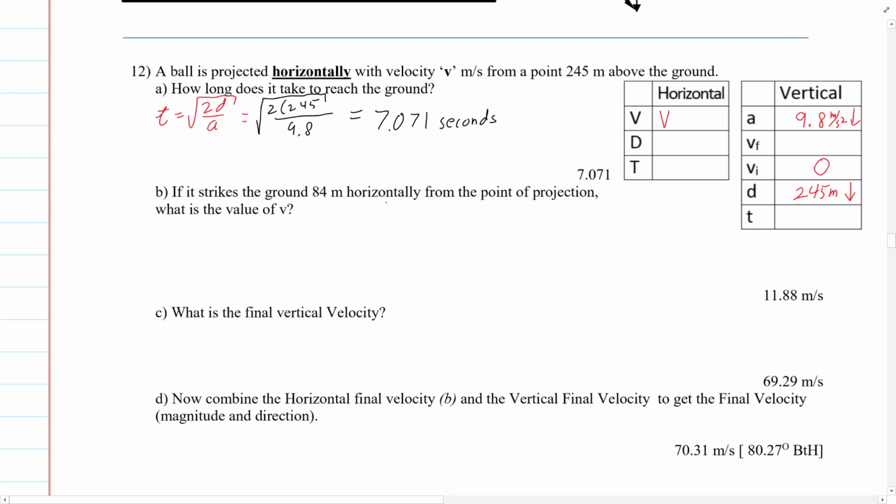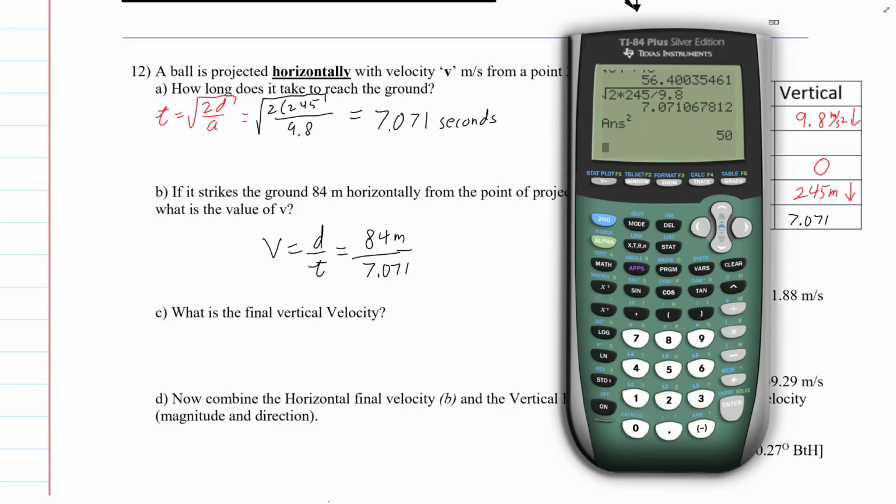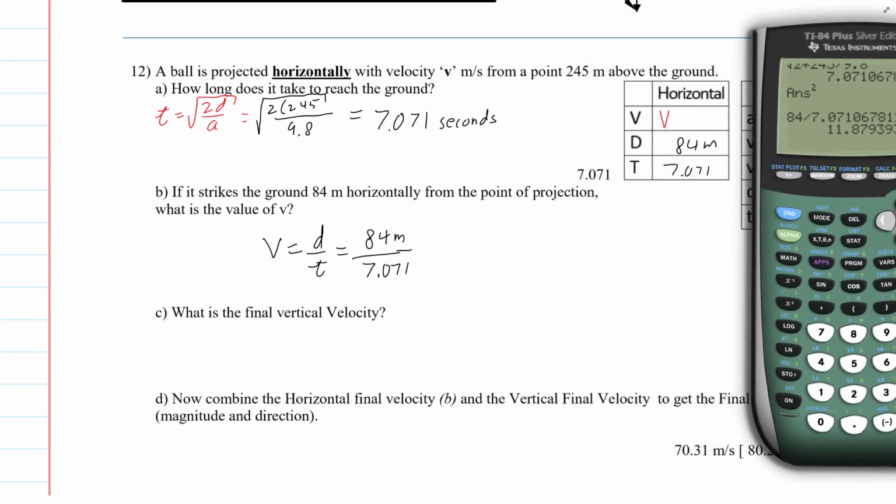If it strikes the ground 84 meters from the starting point of projection, what's the value of V? We did get the time here, 7.071, and if it lands 84 meters away, then the velocity is going to be distance over time. So the value of V is going to be 84 meters all over root 50. Mathematicians, you'll appreciate that, root 50. Now you have to rationalize the denominator. Oops, maybe you're not a mathematician. 84 divided by that number is 11.88 meters per second. And if it's asking for velocity, we should probably say horizontally.